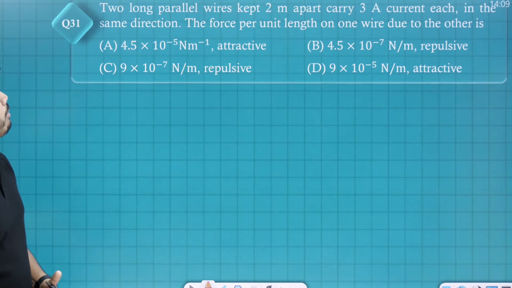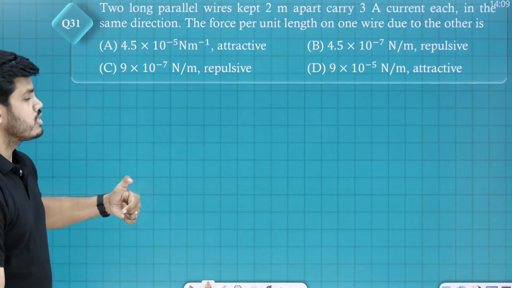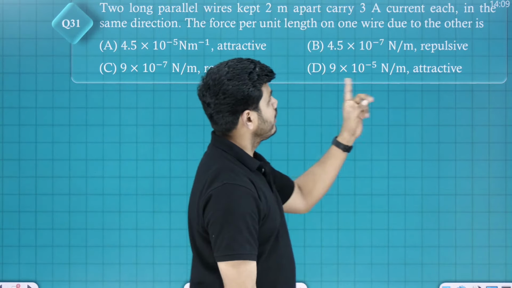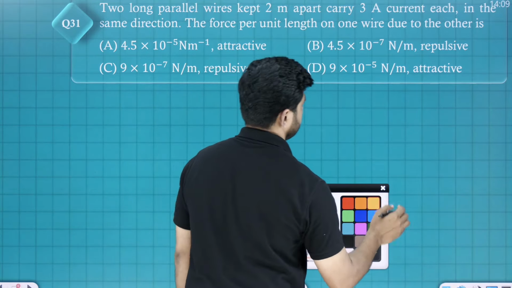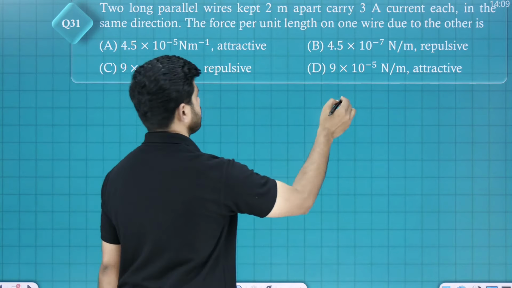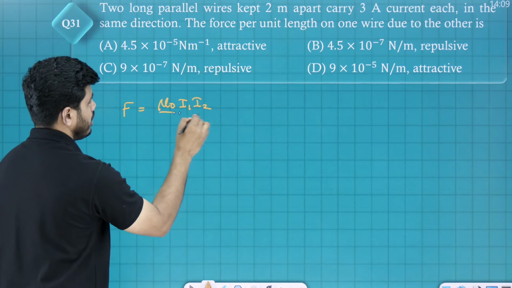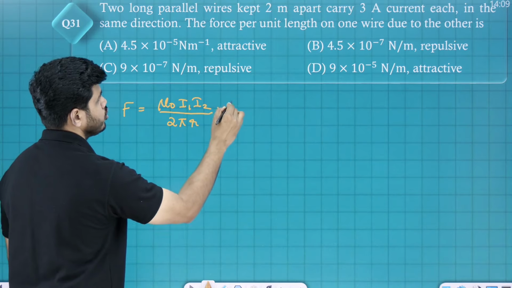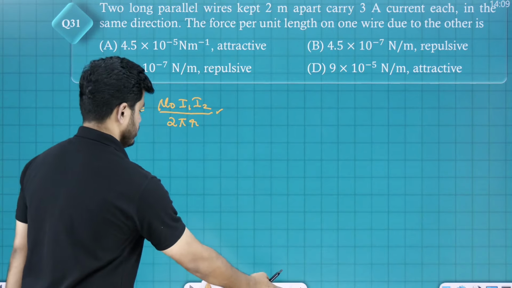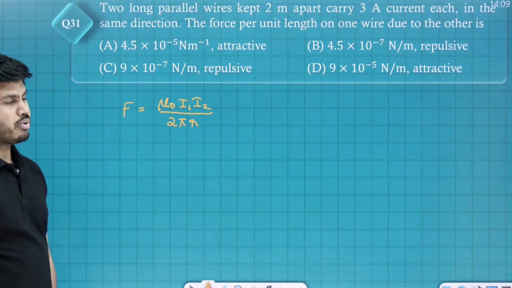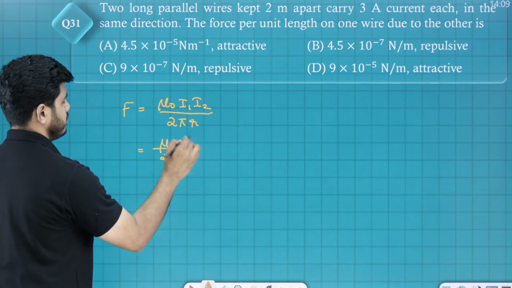Two long parallel wires kept 2 meters apart carry 3 ampere current each in the same direction. Force per unit length on the wire due to the other is, see, force due to the current carrying wires. We know the equation F is equal to mu naught I1 I2 divided by 2 pi r into length. And you're asked to find the force per unit length, so this is going to be force by length equals mu naught I1 I2 by 2 pi r. All values are given. Let us keep mu naught by 2 pi there, we can simplify that later.